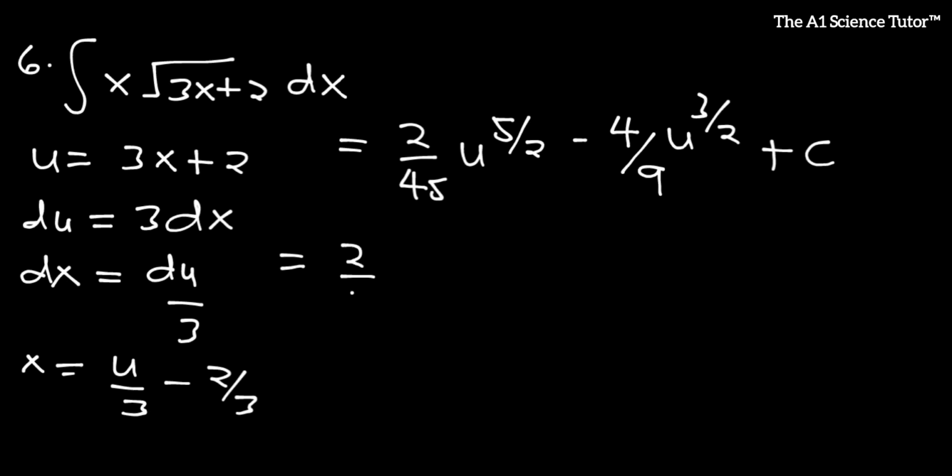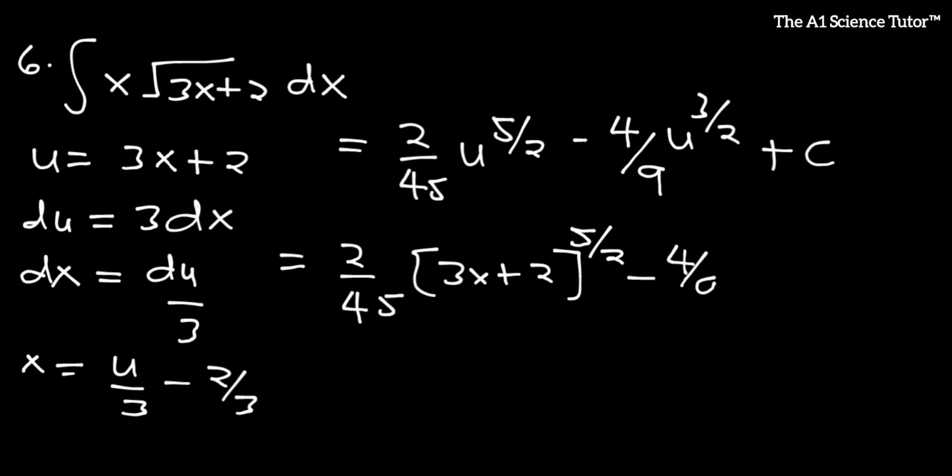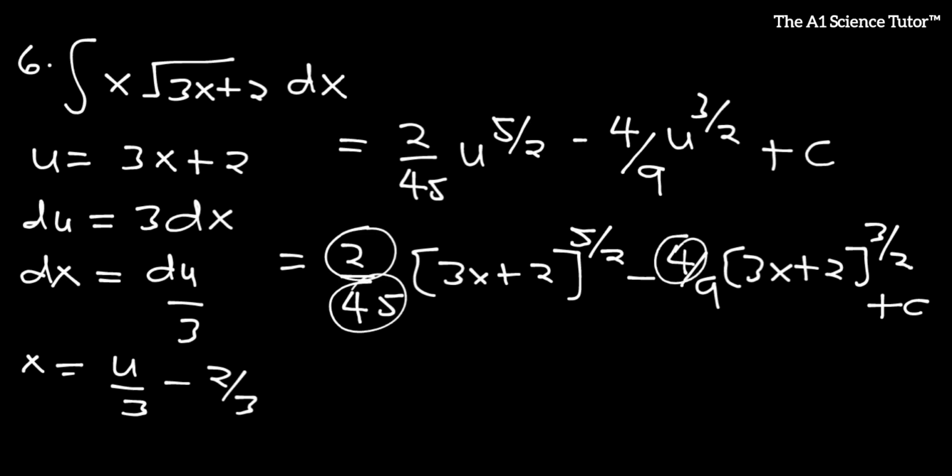So that is going to be 2 over 45, and this is multiplied by 3x plus 2, which is now raised to the power of 5 over 2. And this is minus 4 over 9 multiplied by 3x plus 2 raised to the power of 3 halves plus c. So that will be the answer to the question. Now notice it's actually possible for us to factor out 2 over 9 from these two coefficients. But that is basically needless, so you might well just stop at this point.